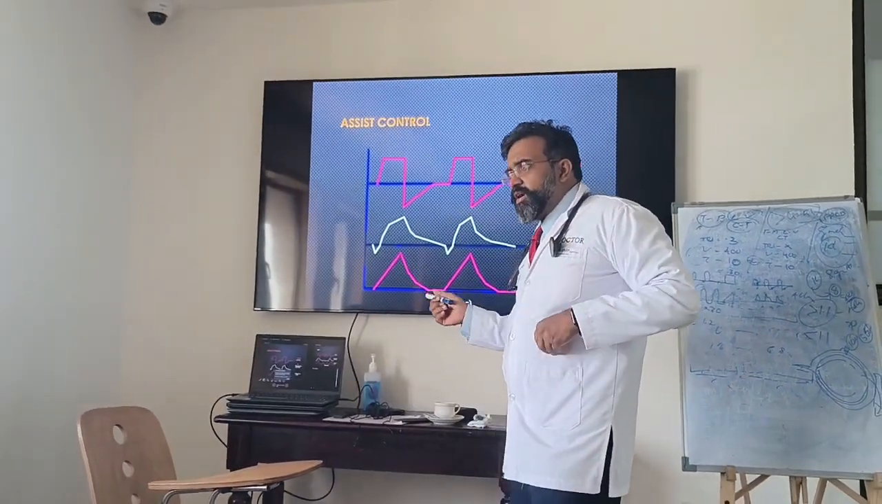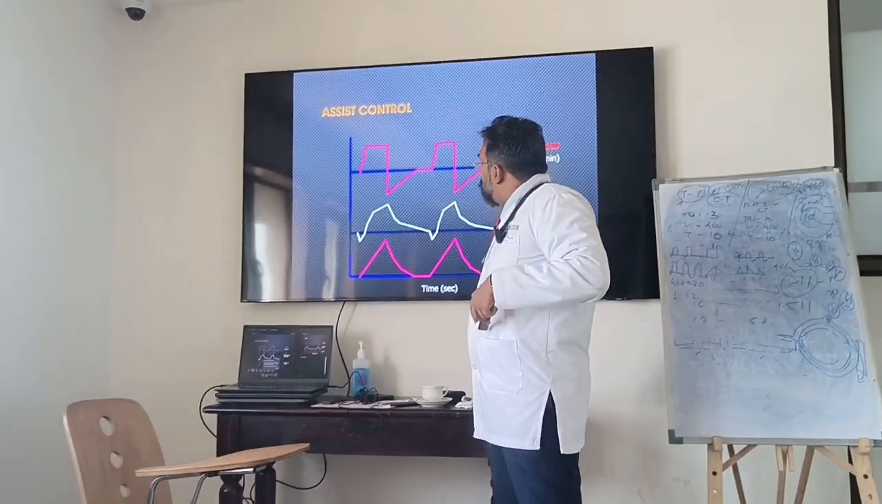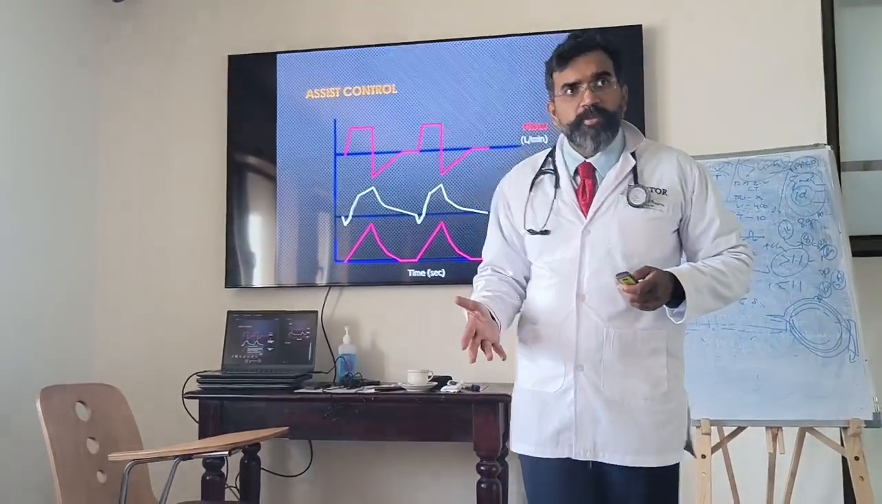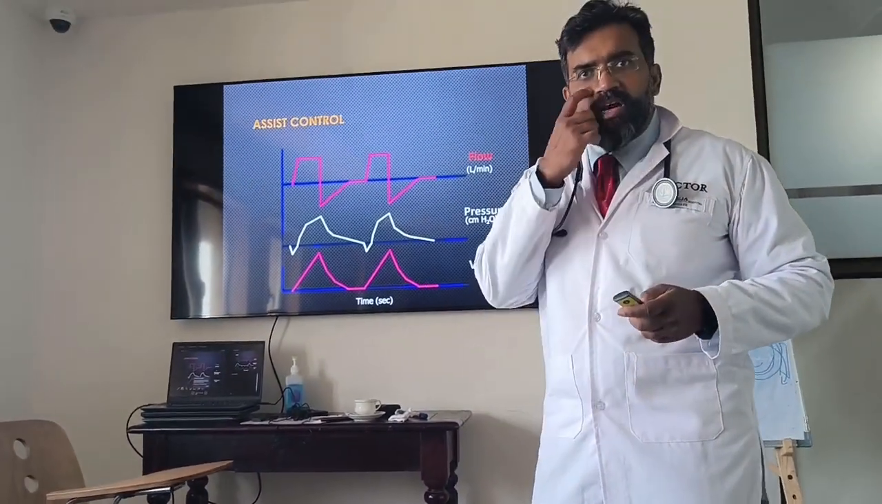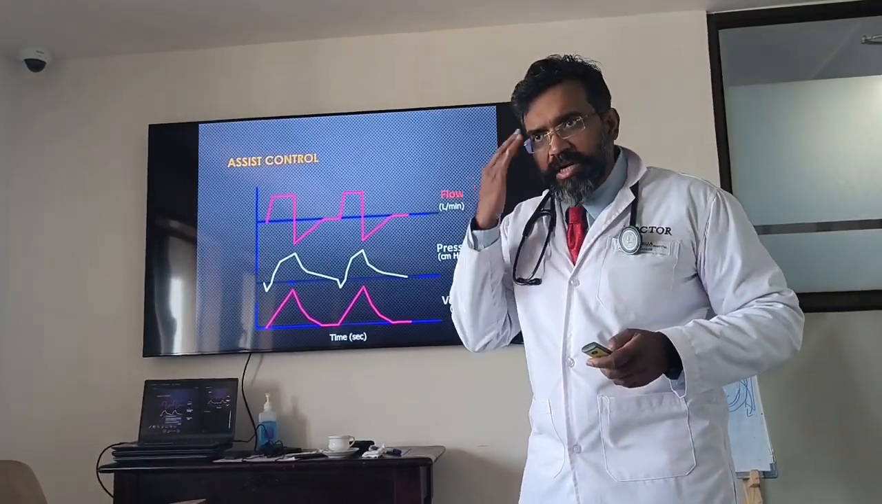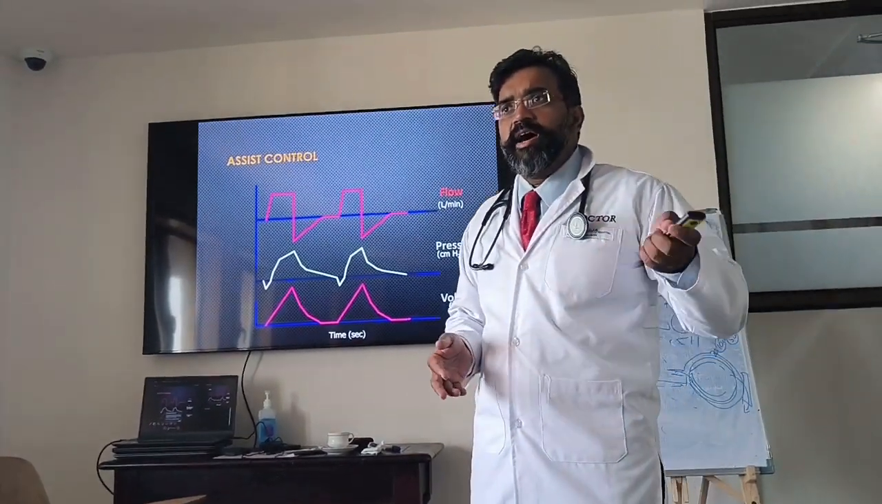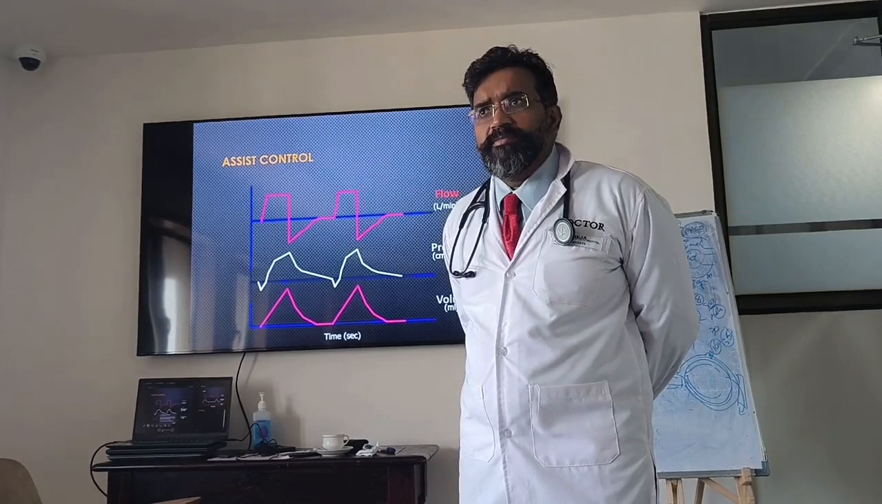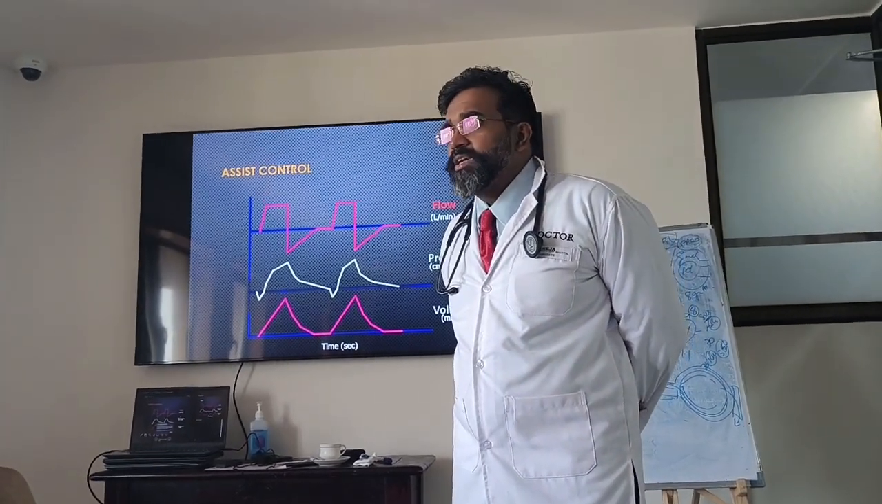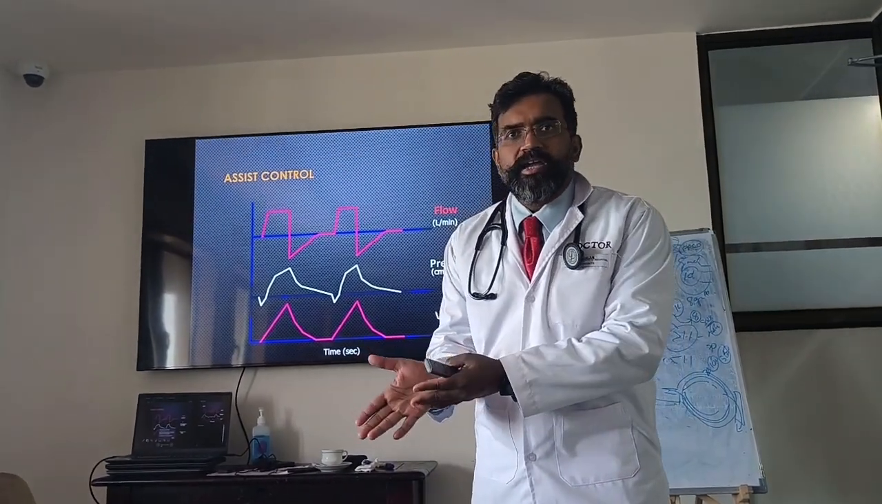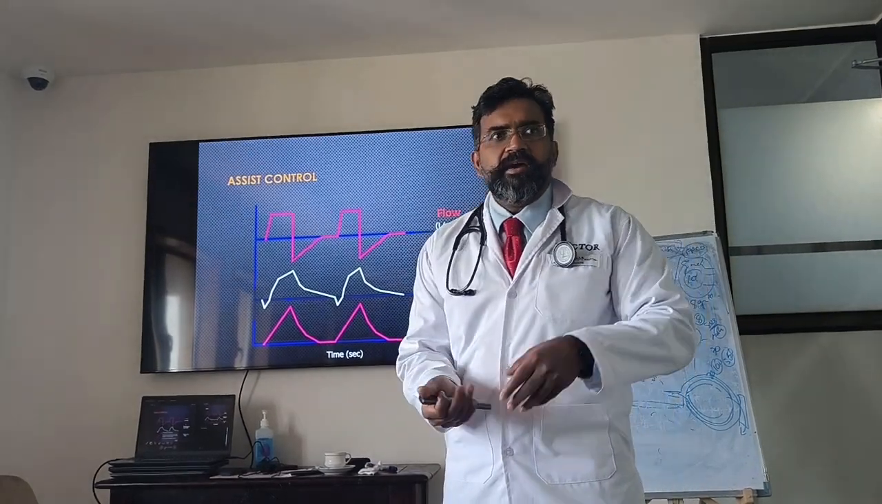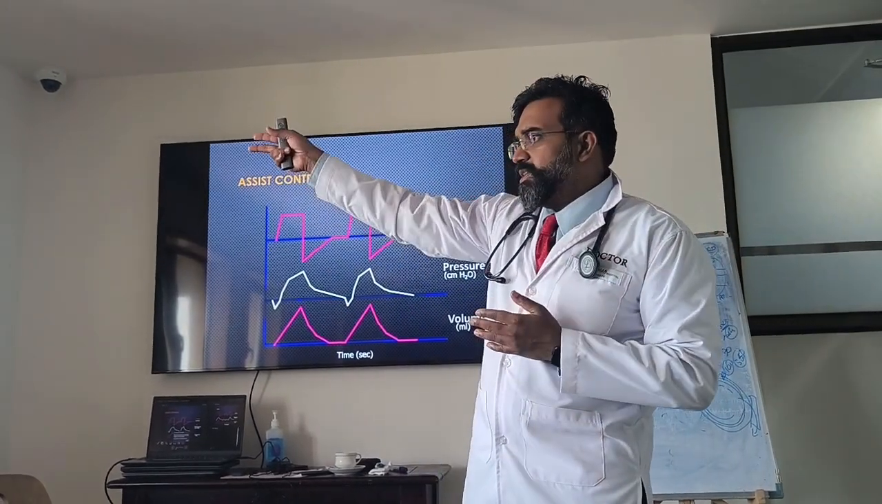So understood assist control. Understood assist control now? You understood the problems with assist control? Our usual mode we keep with assist control. So you must understand the problem. So if you see an RR that you have set as 12 and then you see an RR that is going at 36, you must try to figure out भाई क्या हो रहा है ये. तुमने सेट किया है 12 और पेशेंट का फ्रीक्वेंसी 36 है.